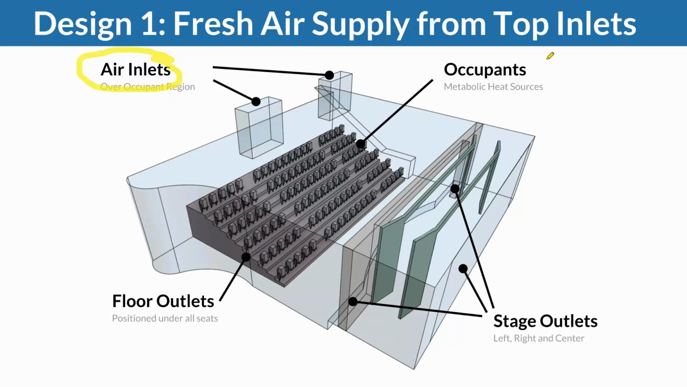So we're bringing it in here, and then our air will move down and condition our occupant zone here, but obviously those guys produce heat, so we have metabolic heat sources for all humans. Down here we bring the air out. Here are the outlet registers where we bring out the air from the occupants beneath the seats here, right? And then we have a couple of additional outlets over here. That's the rough setup of this case.